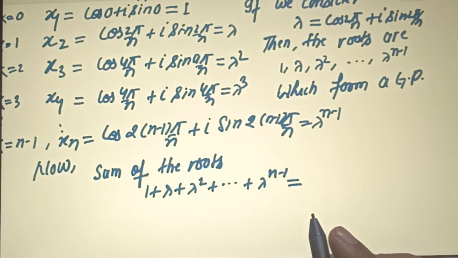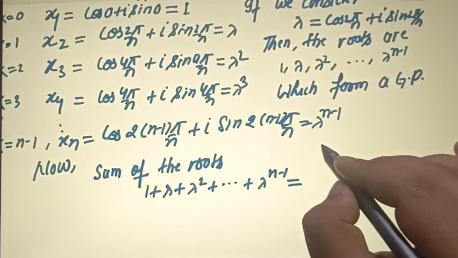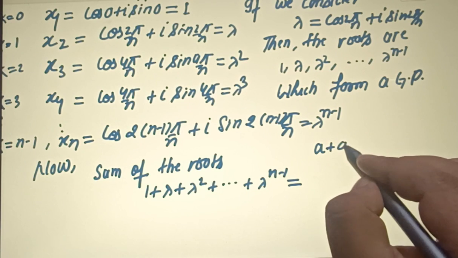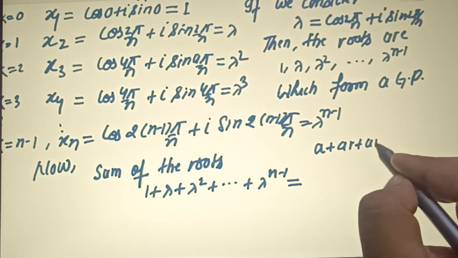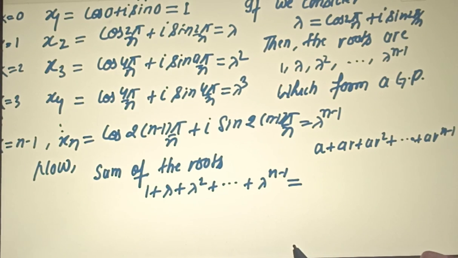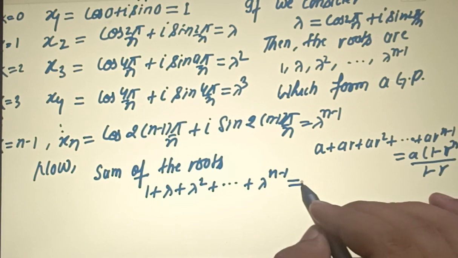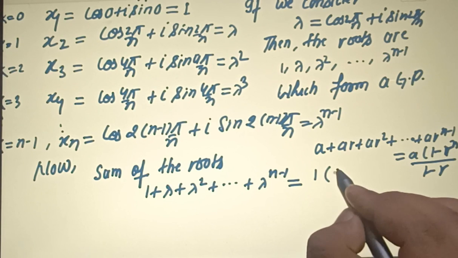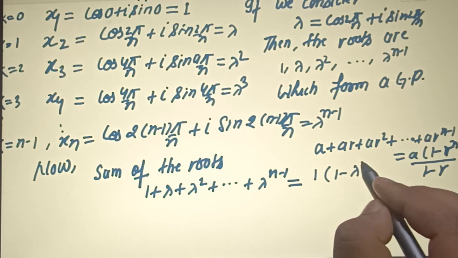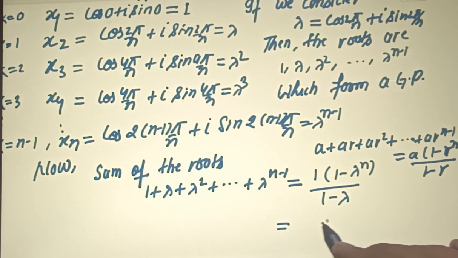Sum of the geometrical series up to n terms. The formula is, for example, if I have the geometrical progression a plus ar plus ar square, and up to the nth term it is ar to the power n minus 1, then the sum is a into 1 minus r to the power n upon 1 minus r, where r is the common ratio. Here the value of a is 1 and the common ratio is lambda, so the sum is 1 minus lambda to the power n upon 1 minus lambda.